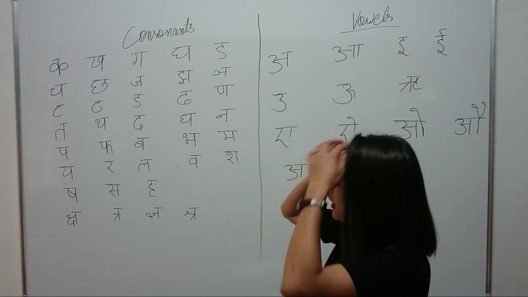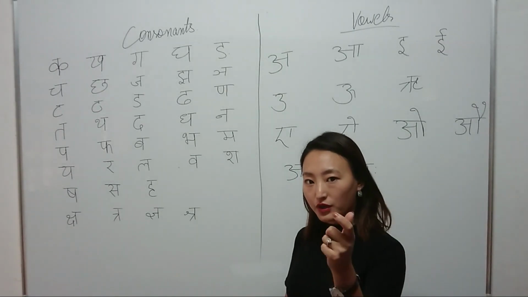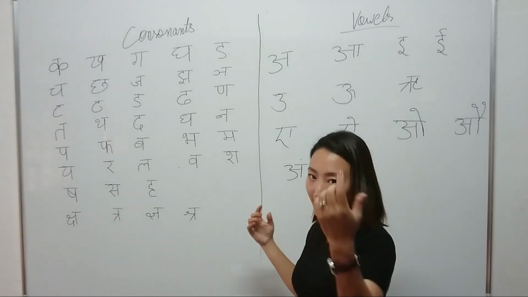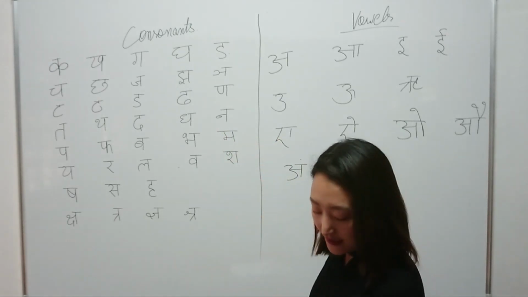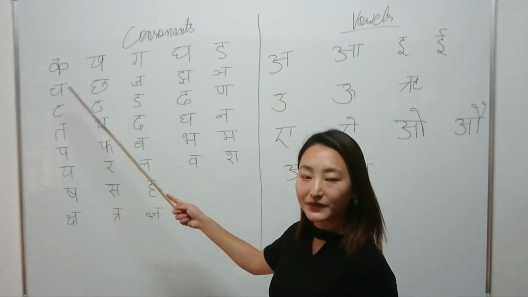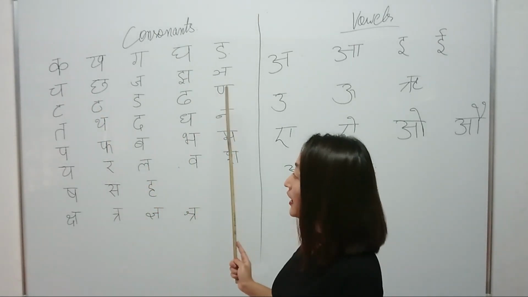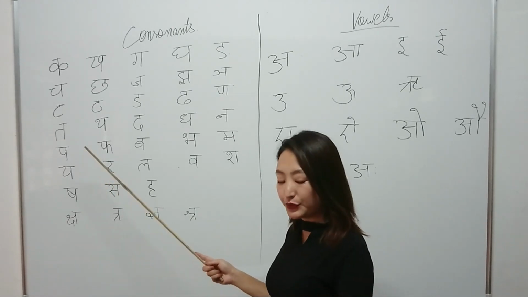Now let's try. You can come up with your own words, but for today's class, I've picked some common words so that we can learn. Okay? Even a single word using these letters, these alphabets. Now, the first one. Ka. Ka se kabutar. Kabutar. Okay? It means pigeon.